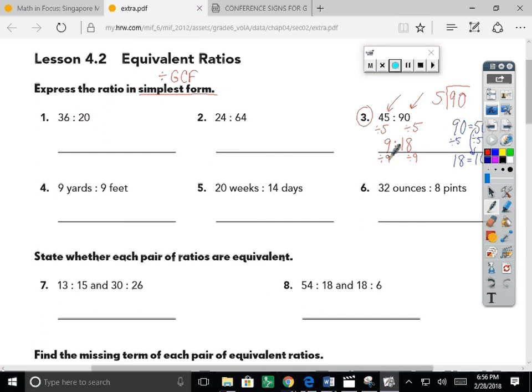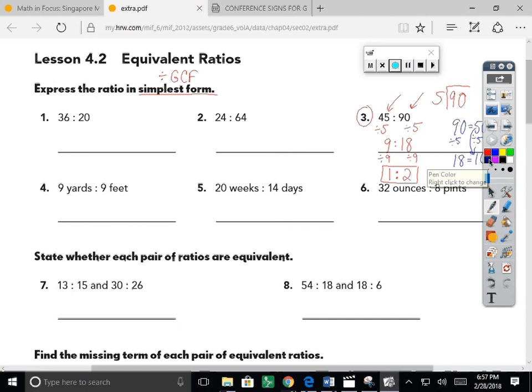So what times 9 gets me 9? The answer would be 1. And you'd say, what times 9 gets you 18? The answer would be 2. If you notice, I have a ratio, and it has a 1 in it, so it's as low as you can go. Sometimes we would call that the simplest form of a ratio. We reduced the ratio to its lowest terms. This is a final answer.